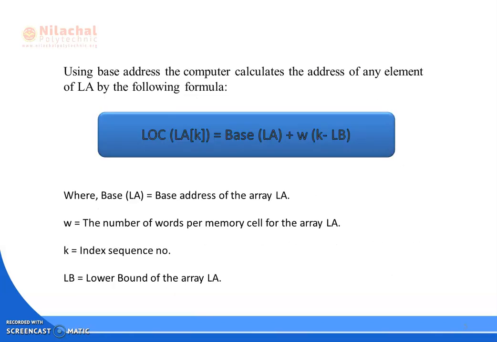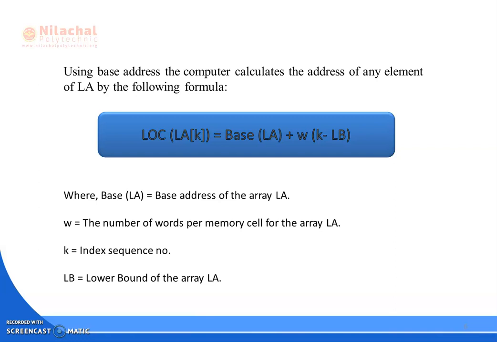So how do we find it? We will be using the base address of the array and calculate the address of any element of the array by a formula, that is, the location of an element in the array, LOC of LA of K, the location of any position of an element in the array, is equal to the base address of the array plus W into K minus lower bound. So we will see what these actually stand for.